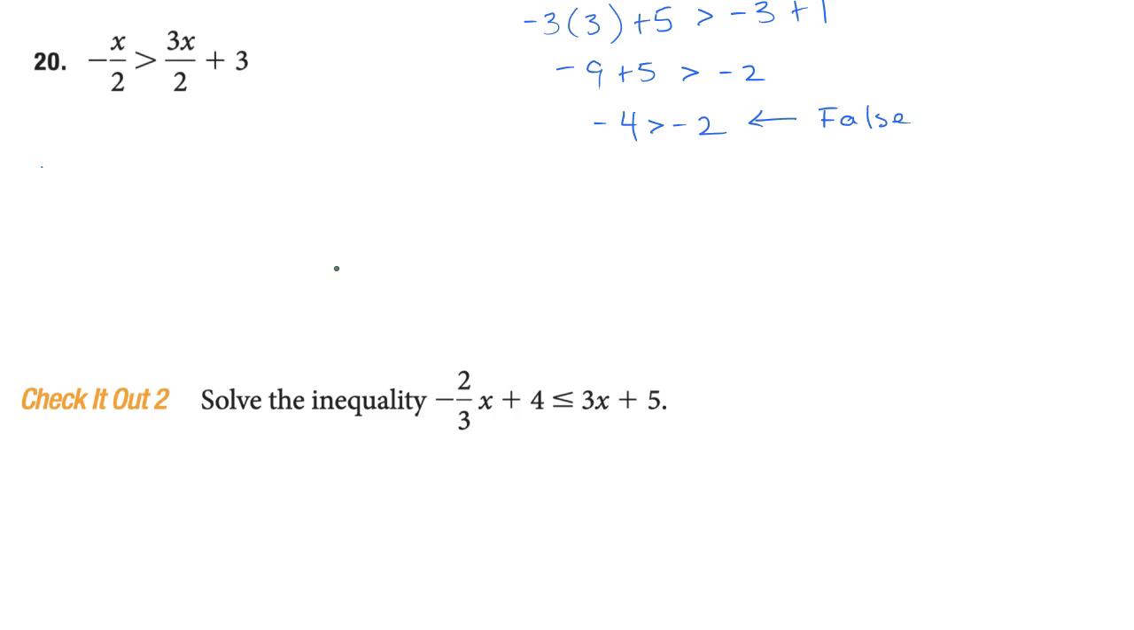Okay, this next one is an example of one with fractions, which is really not a big deal. You just get rid of the fractions first. So we're going to multiply both sides times the least common denominator, which is 2. So we're going to multiply by 2. And remember, you've got to multiply this and this by 2.